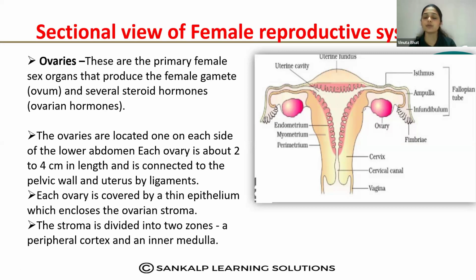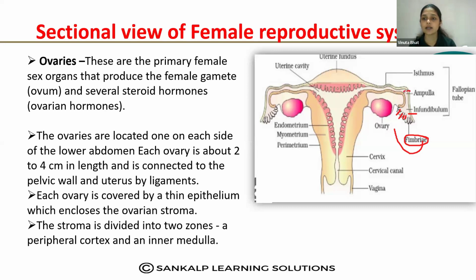The fallopian tube contains mainly three parts. The infundibulum is the triangular shaped structure, and it has finger like projections called fimbriae. What is the function of the fimbriae? Fimbriae help to collect the ovum which is released by the ovary. That is the main function of the fimbriae.